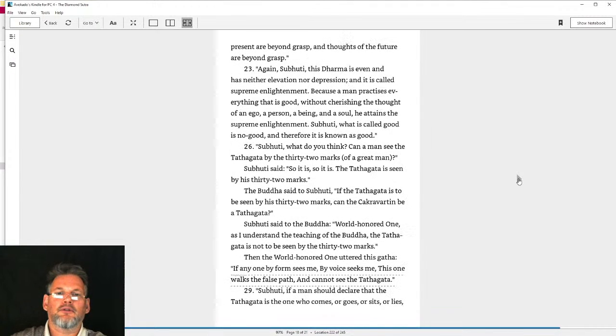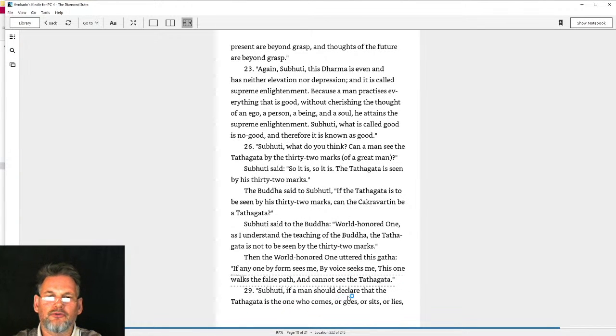And let's see, I think we're pretty much done. And then we go back to the beginning here. Then the Buddha uttered this gatha: if anyone by form sees me, by voice seeks me, this one walks the false path of form and cannot see the Tathagata. You cannot see the formless by means of a form-based identity.